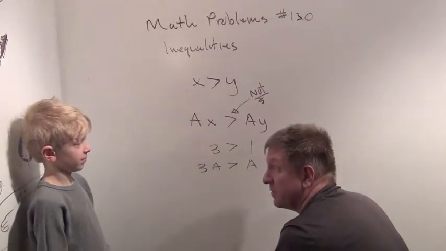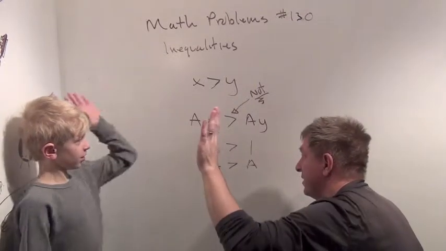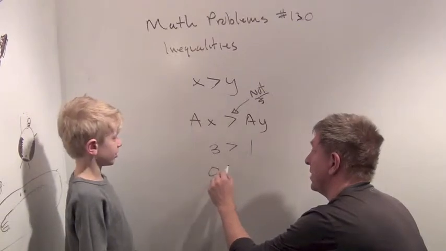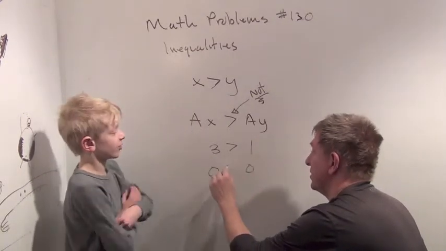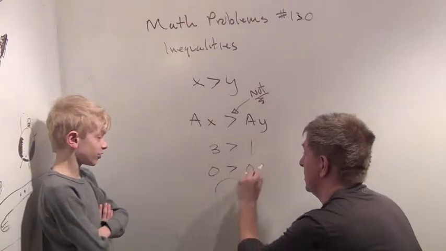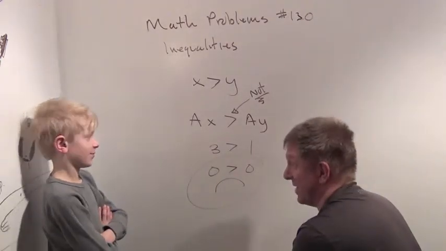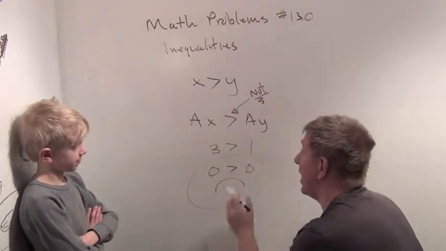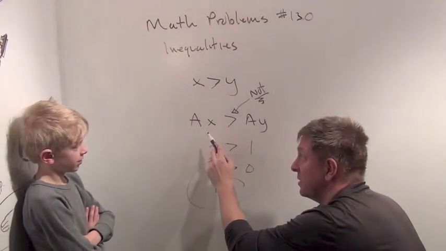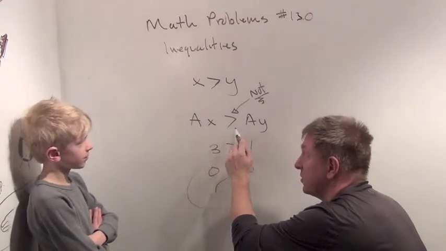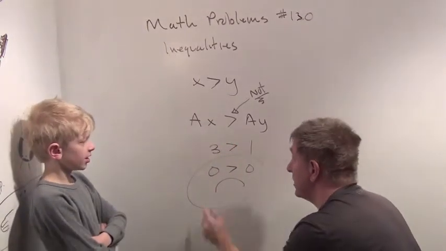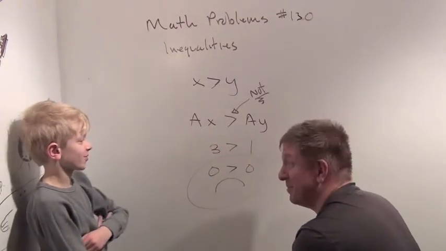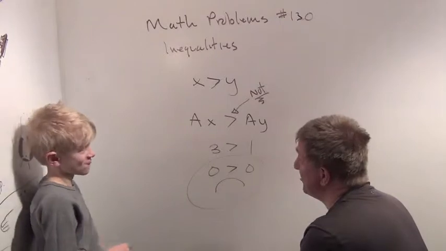What if I multiply by 0? What do I get when I multiply this side by 0? You get 0. What do I get when I multiply this side by 0? 0. Is 0 greater than 0? No, 0 is equal to 0. So aha, we found our first rule that seems to break. It doesn't hold for all numbers. We did the same thing to both sides, but our inequality disappeared. Oh no.